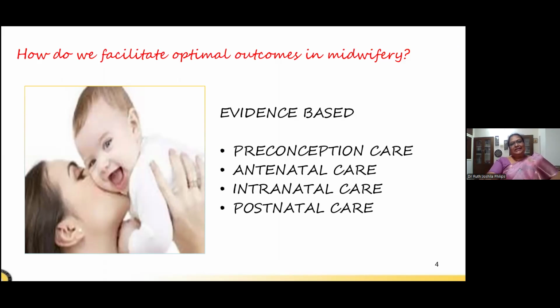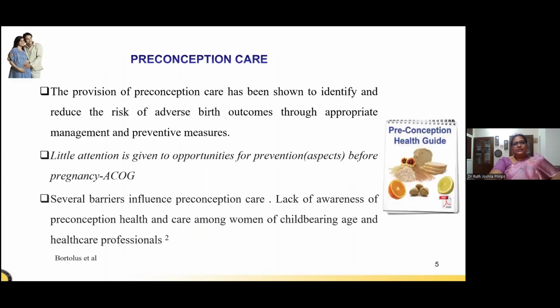Now, how do we facilitate these optimal outcomes in midwifery? Let's turn to some evidence and see how we can attain these optimal outcomes. I have classified these optimal outcomes into 4 categories again: evidence-based preconception care, antenatal, intranatal, and postnatal care. So let us go through each one of them. I'm not going to focus a lot on the routine practices, but I will definitely speak about some routine practices which are found to be very beneficial.